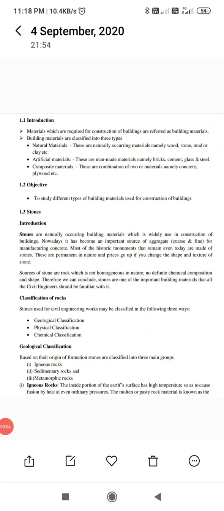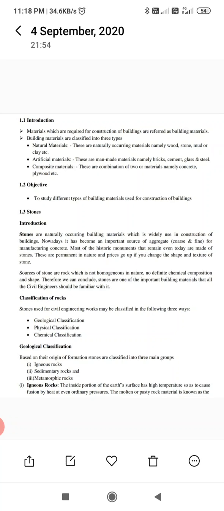Module 1: Building materials. The first topic is the introduction. Materials which are required for the construction of building work or any work. These building materials are classified into three categories.